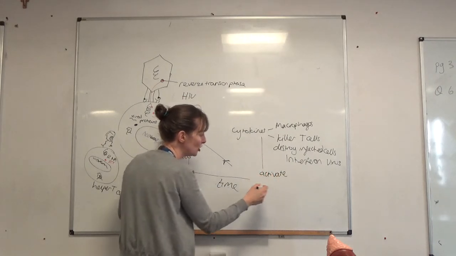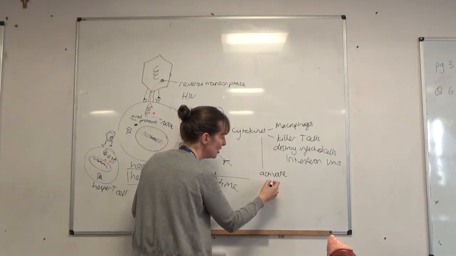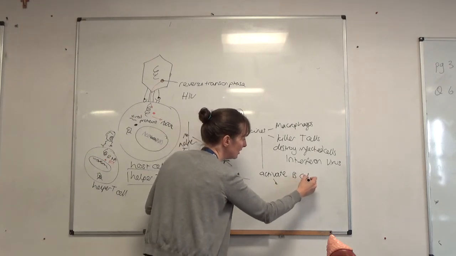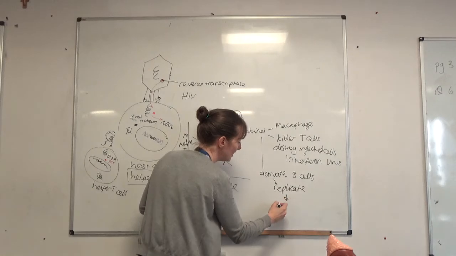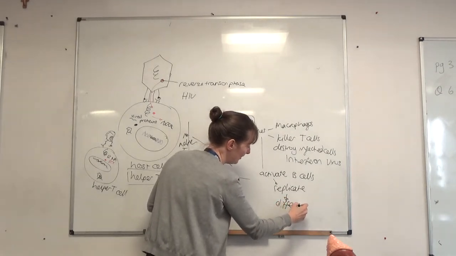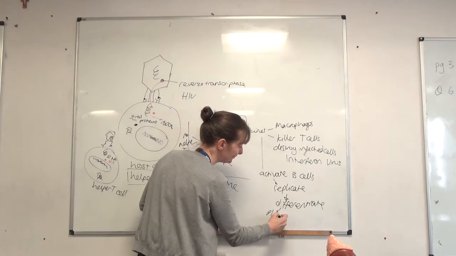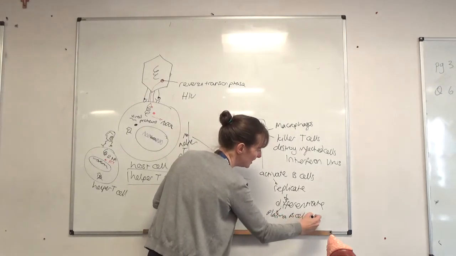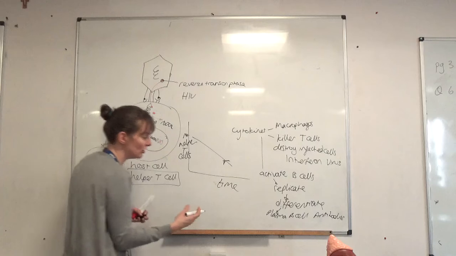So a B cell that has come across a pathogen is activated by these cytokines so that it will replicate by mitosis and then be able to differentiate, and that will then allow the B cell to make plasma B cells and antibodies, and those antibodies are then able to bind to the pathogen and destroy it.